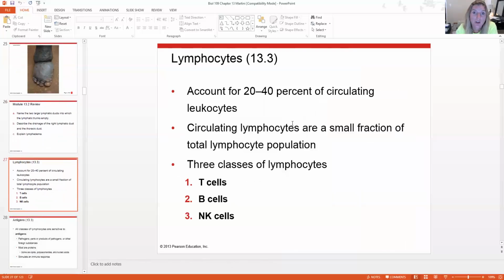Let's keep moving. Let's talk about lymphocytes. These are the active blood cells of our lymphatics and immune system. 20 to 40% of all of the white blood cells in our body are lymphocytes. So circulating lymphocytes are a very small percentage of the overall lymphocyte population. There's 3 classes. You have T cells, B cells, and NK cells, or natural killer cells.